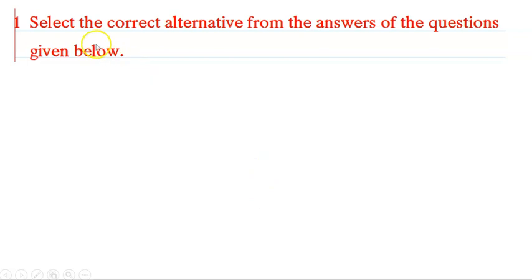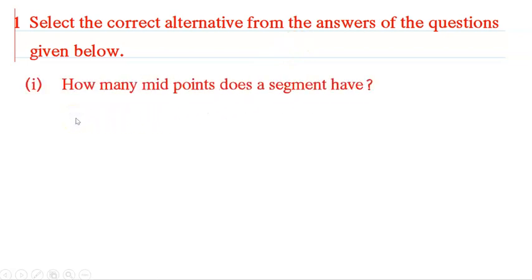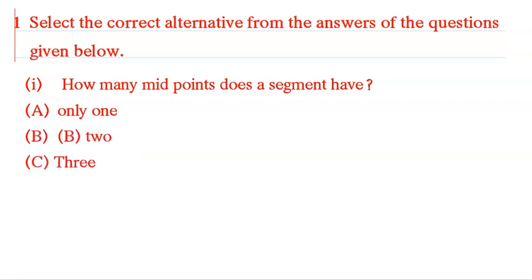Now let us start. First question, select the correct alternative from the answers of the questions given below. First question, how many midpoints does a segment have? The first option, only one. Second, B is 2, C is 3, D is many.